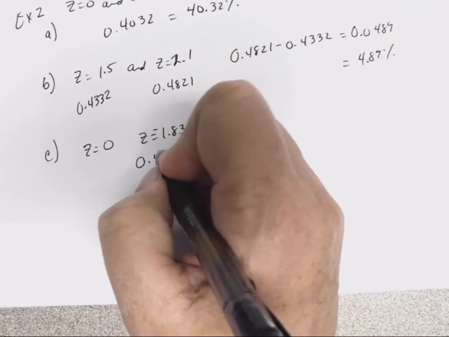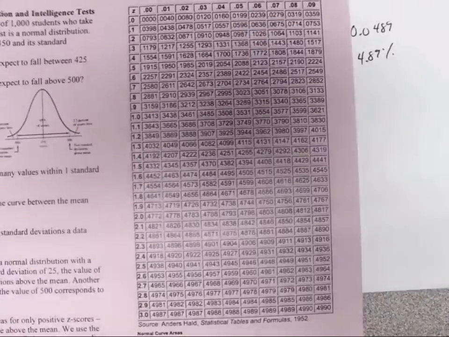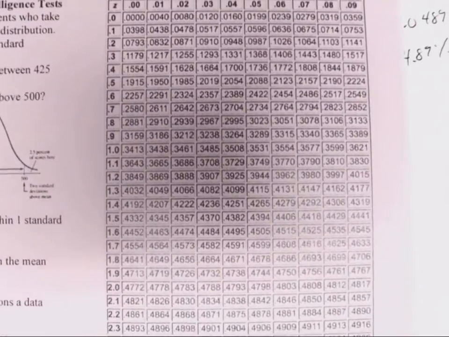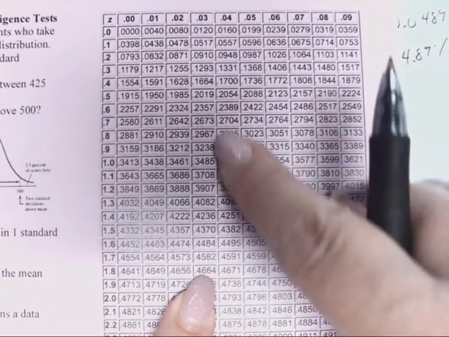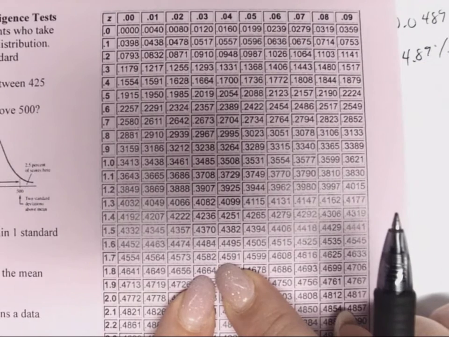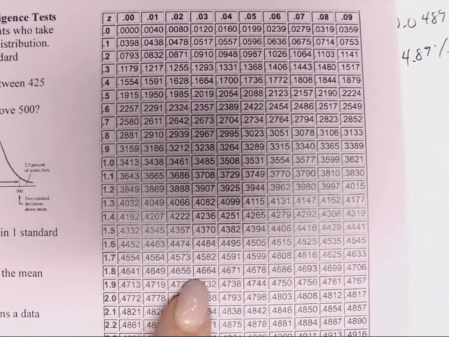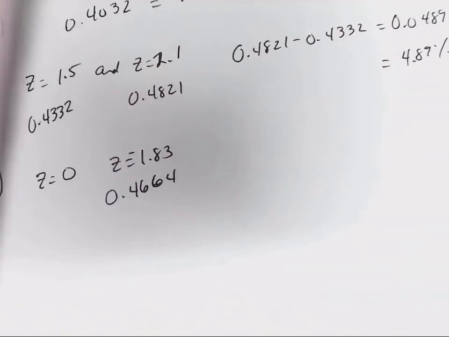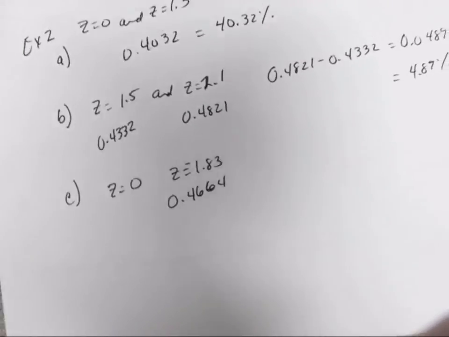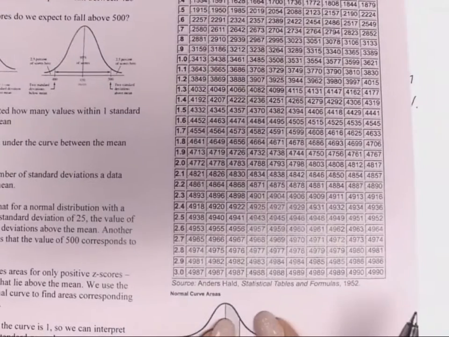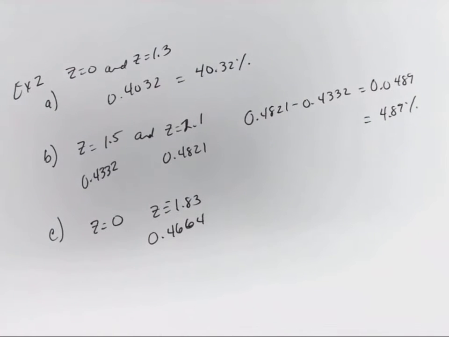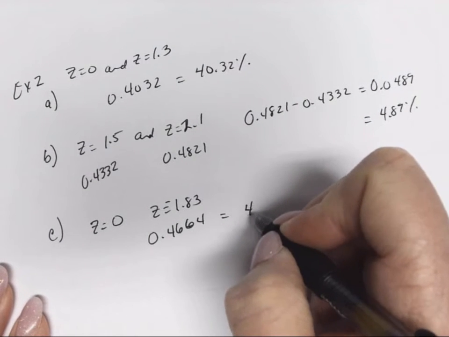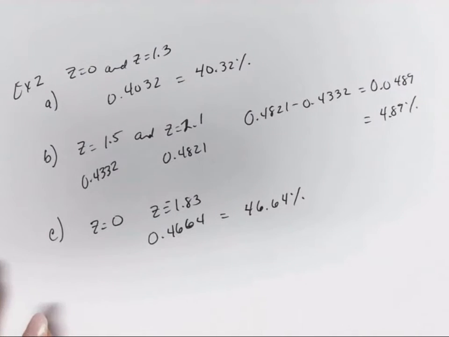So this will be 0.4664. Let me see if I can zoom in on this one. It's really hard because the numbers are so tiny. So 1.8 and 0.03. See that 0.4664? That's our answer right there. And because we're going from 0, we don't have to do the subtraction. We only had to do the subtraction on the previous one because we weren't going from 0. We were picking some kind of point in the middle over here. Alrighty, so with that, we again want to change it to a percentage. So we end up with 46.64%.